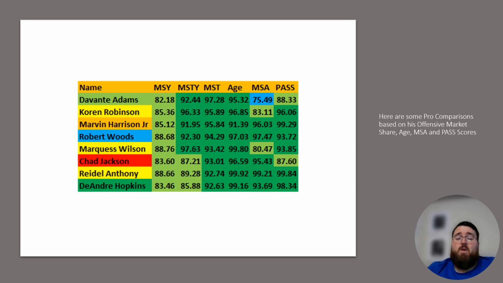This does not mean that Marvin Harrison is going to be a bust just because there's busts with him in the data set, but it just kind of gives you an idea of the types of wide receivers who scored similar to him in terms of the draft process.